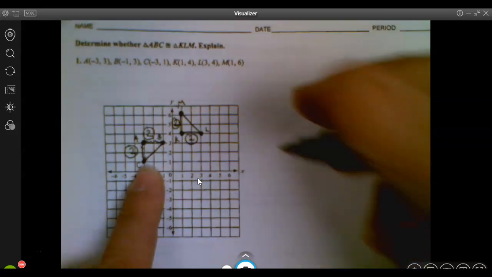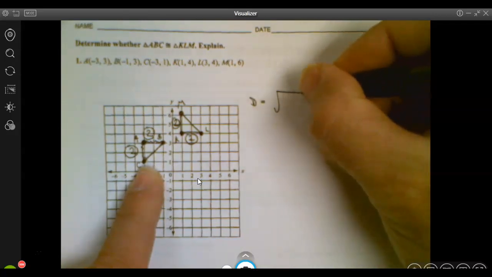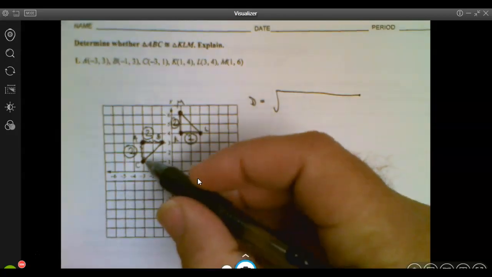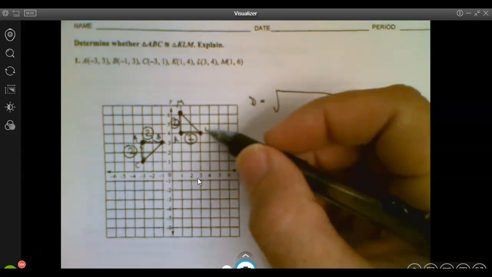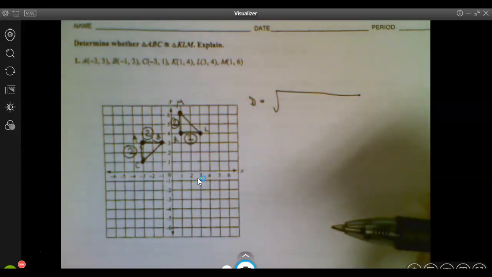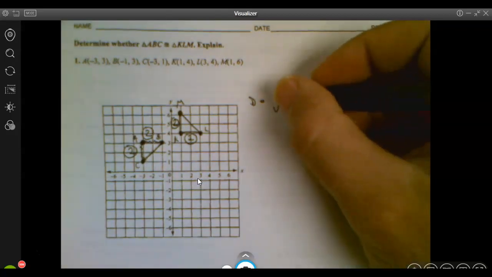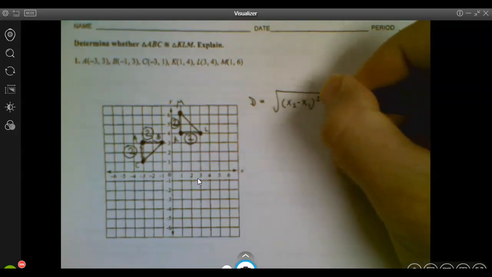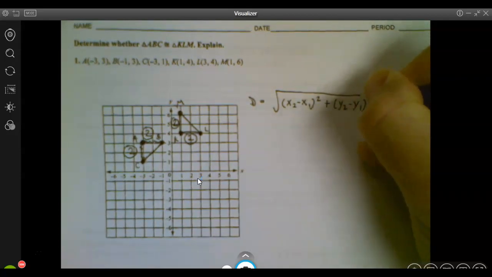That takes you all the way back to some earlier stuff in the year. Remember, distance is length. So if I can show that the distance from CB is equal to the distance of ML, that's also saying that their lengths are equal, right? Distance is length. The distance formula was the difference in your x's squared plus the difference in your y's squared, under that radical. So that's our distance formula.